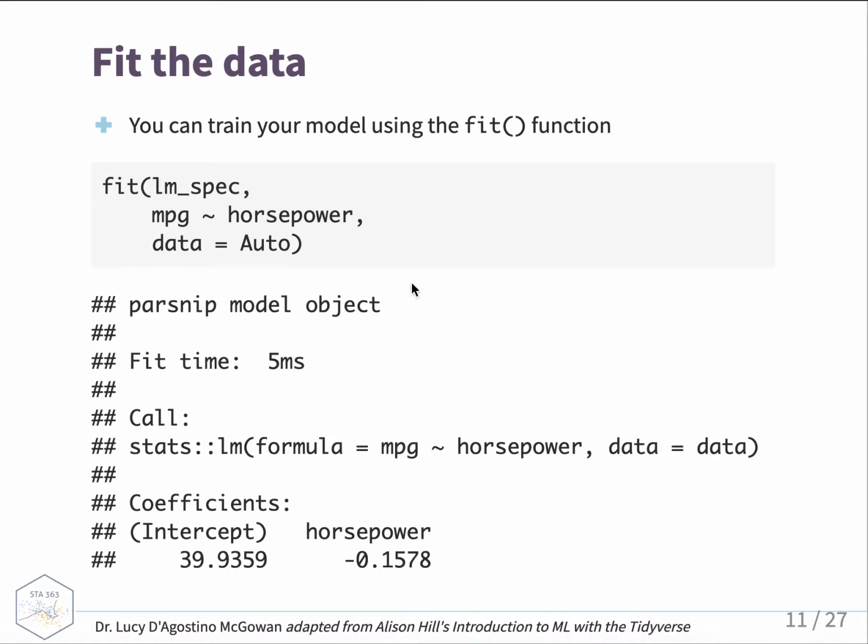And so this is what the output looks like now. It says it's a parsnip model object. It tells me how long it took to fit, and it tells me the actual call. So this is the code that was run behind the scenes. So I was able to just use this fit function, but what actually was run behind the scenes, because of the engine that I set in lm_spec, was the lm function with this formula and this data set. And my result is an intercept of 39.9 and the beta coefficient for horsepower of negative 0.1578.